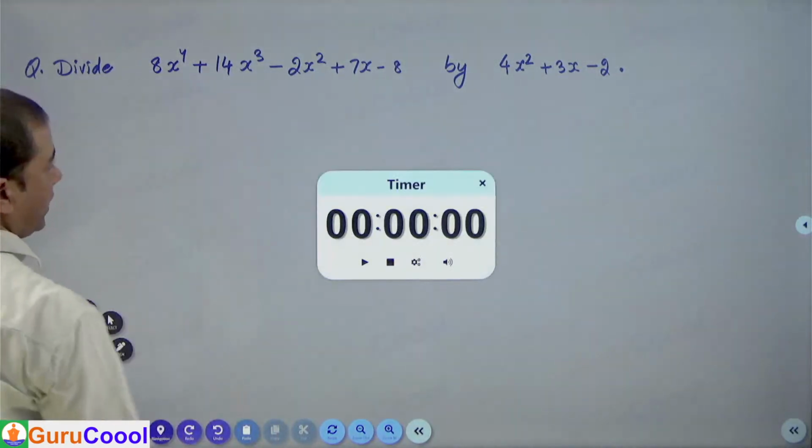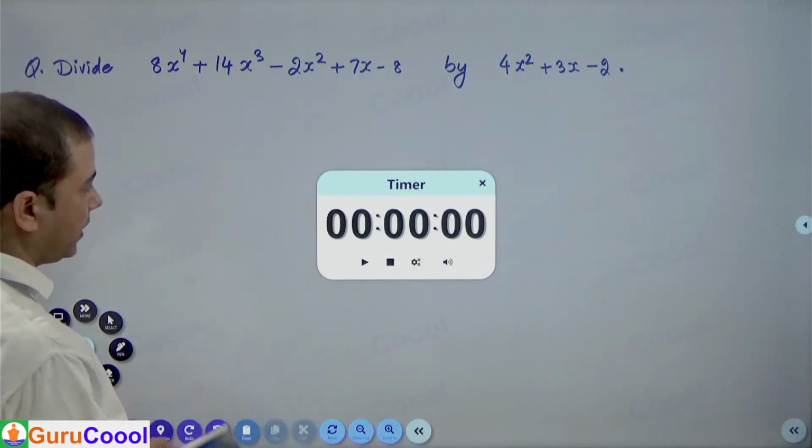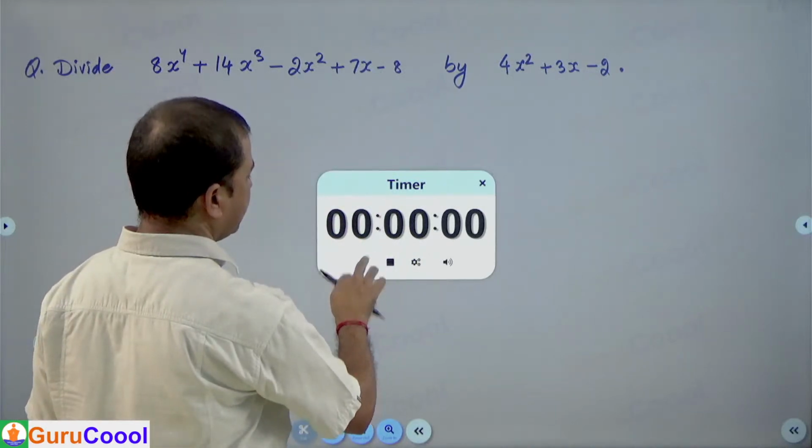4 minutes will be okay, or 5 minutes? Yes, sir. I give you 4 minutes. Whatever you do, submit in 4 minutes. Okay, sir.